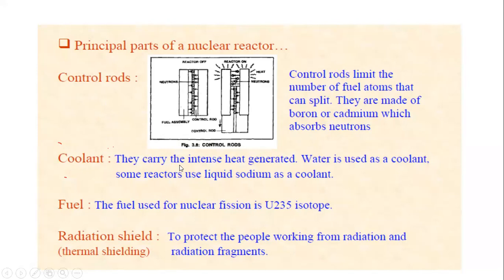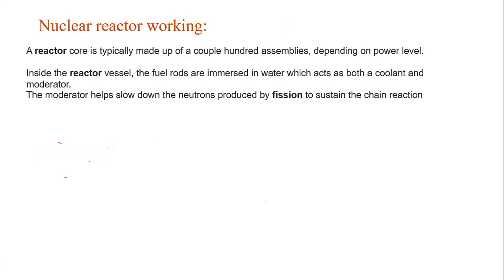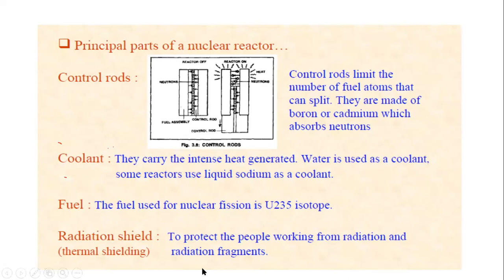Next, coolant. It carries the intense heat generated. Water is used as a coolant. Some reactors use liquid sodium as the coolant. Next, fuels. The fuel used for nuclear fission is the uranium-235 isotope. In most nuclear power plants we use uranium-235 as the nucleus. Next, radiation shielding, which includes thermal shielding. It protects the people working there from radiation and radiation hazards.